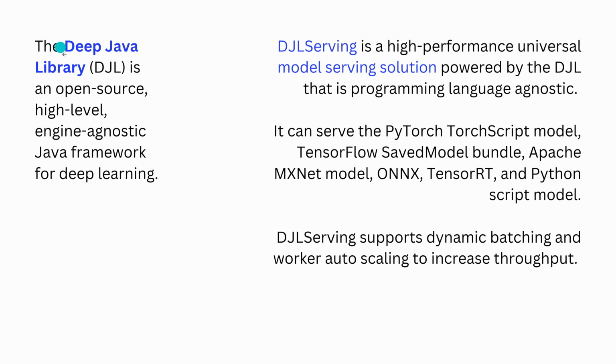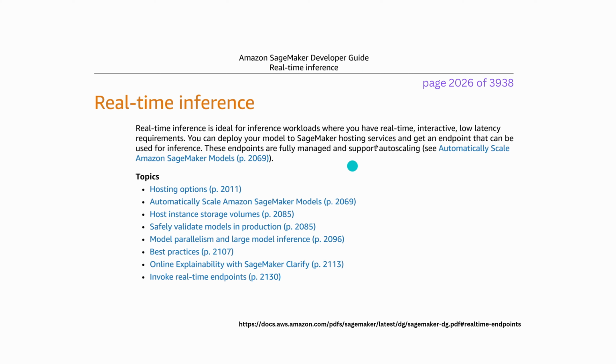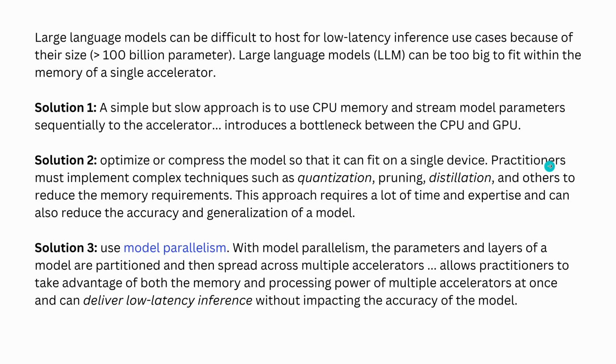Anyway, what I would like you to take away is that there is a Deep Java Library that is an open source, high level, engine agnostic framework for deep learning. And we will use it as a model serving solution. It is a high performance universal model serving solution that is programming language agnostic: PyTorch, TensorFlow, Apache MXNet, whatever there is. Now, if you want a deep dive, there's the Amazon SageMaker developer guide with about 4,000 pages, and at page 2026, I would recommend the chapter on real-time inference to really learn more about this topic.